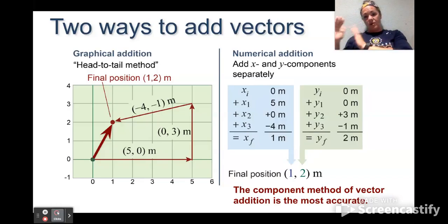But then there's also the numerical addition, which is what we've already kind of delved into a little bit, where you add the x and the y components separately, and you can get your final position that way. The component method of vector addition is actually the most accurate. This here, let me break it apart. That makes sense.